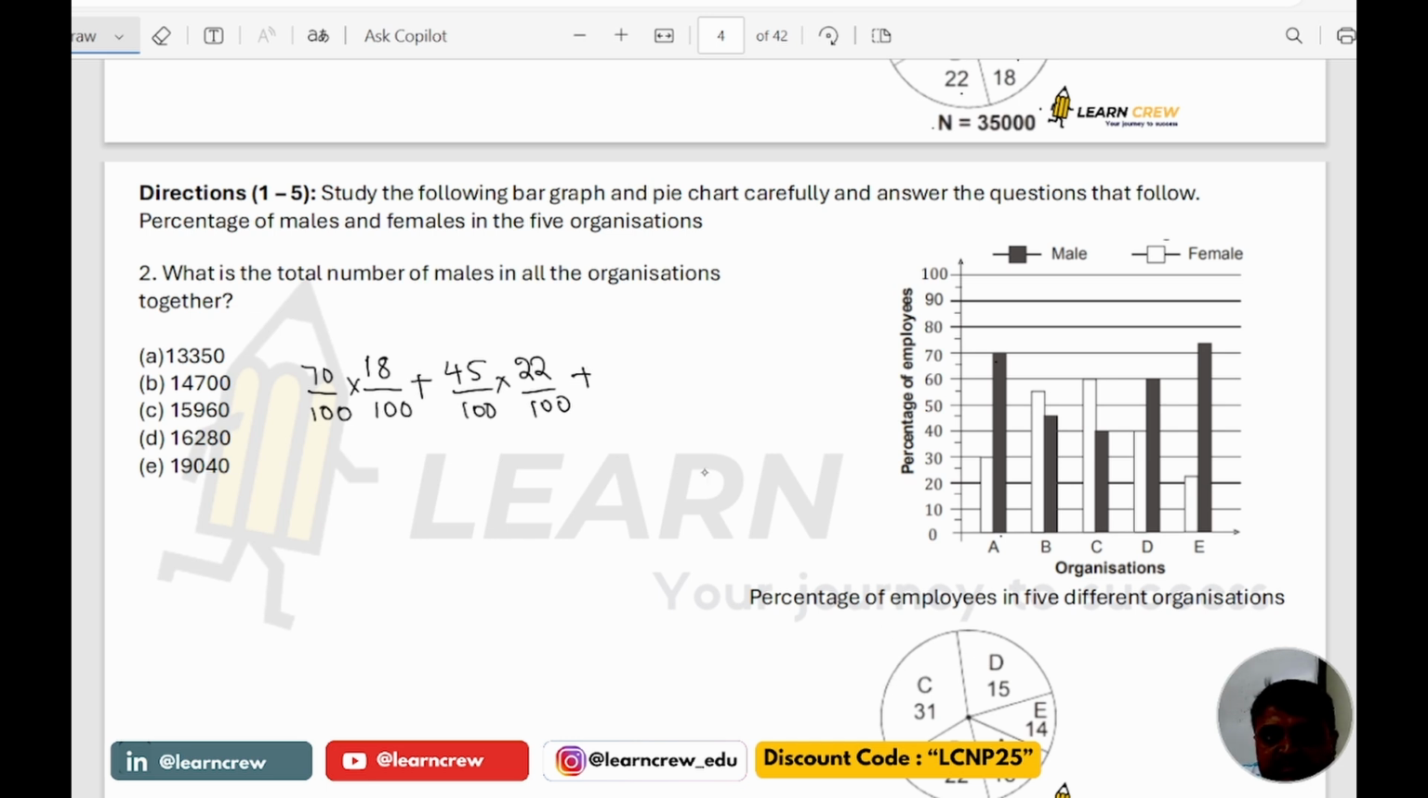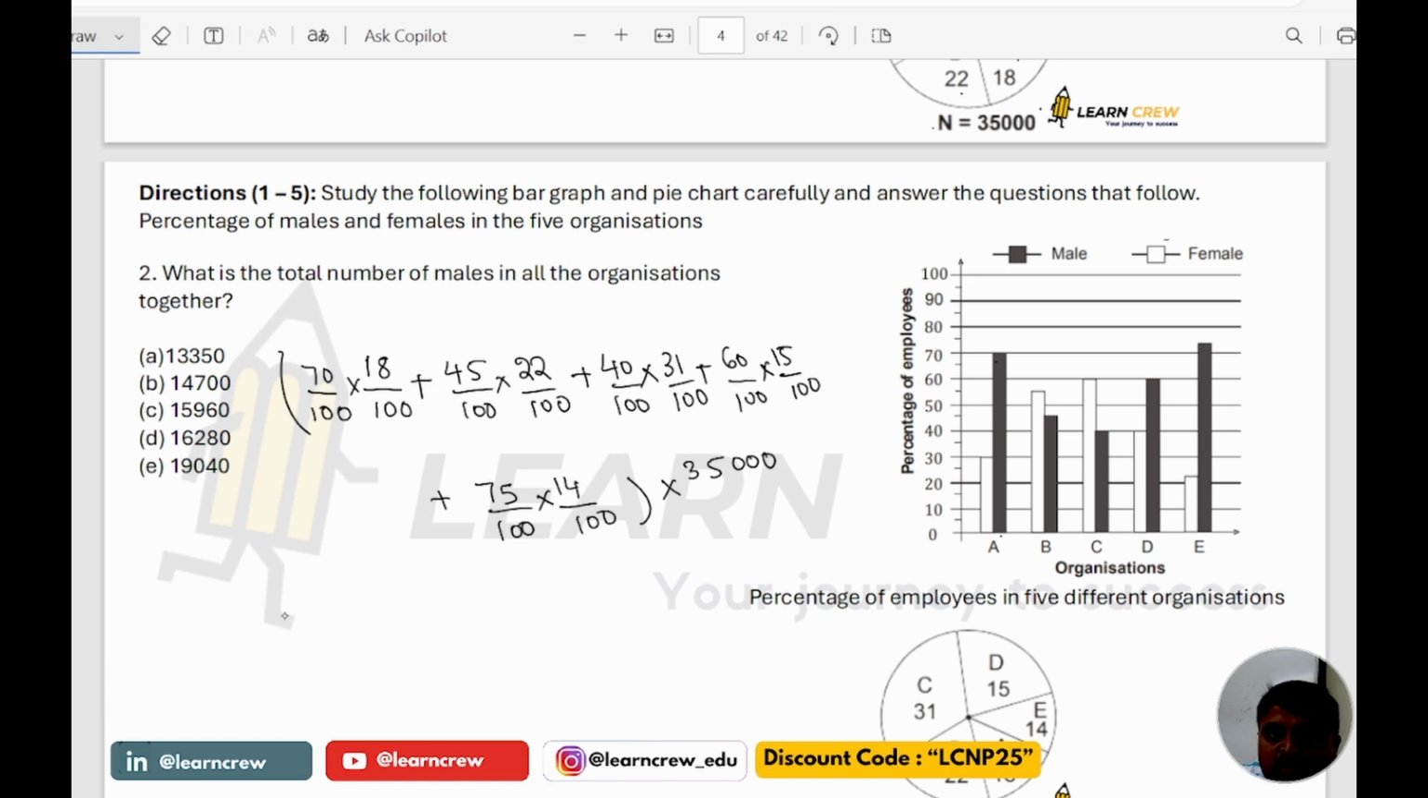Similarly, organization C, 40% of 31% are males. D, how many? 60% of 15%. And similarly, E, how much? E here, 75% are males out of 14%. This of total 35,000.